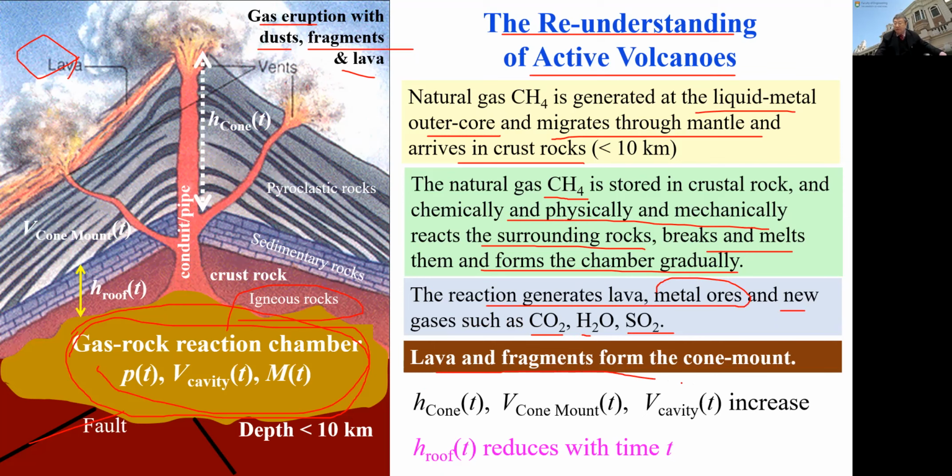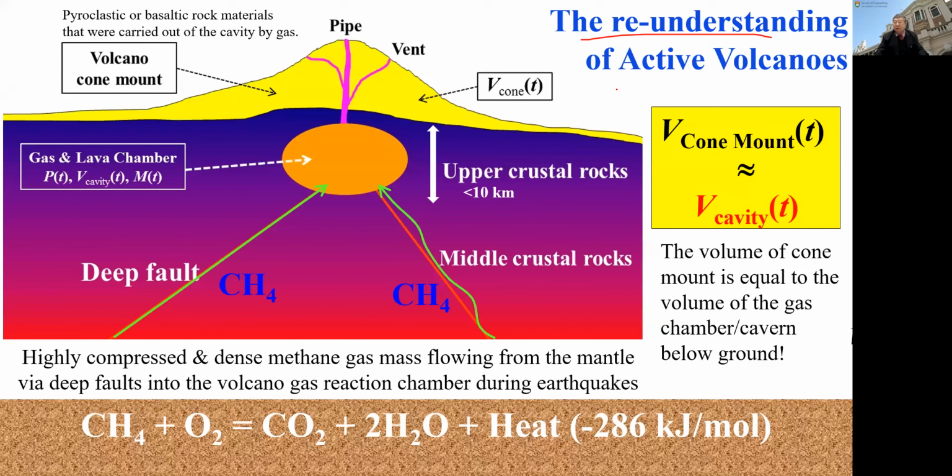Then the lava and rock fragments from surrounding rocks form the cone mountains. Then the cone mountains become higher and higher. Then the cone volume becomes larger and larger. Then the size of the cavity chamber becomes larger and larger. And then the roof between the cone mountain and the chamber, the rock reduces with time. So eventually this roof will collapse, forming the volcano crater lake. So that's the re-understanding of active volcano.